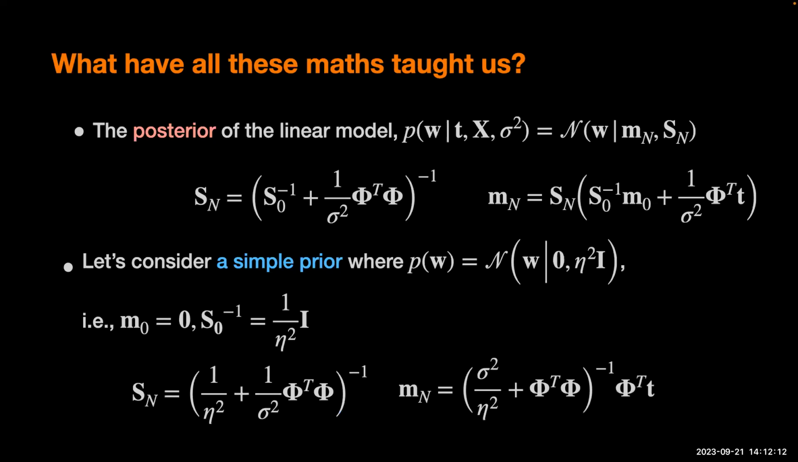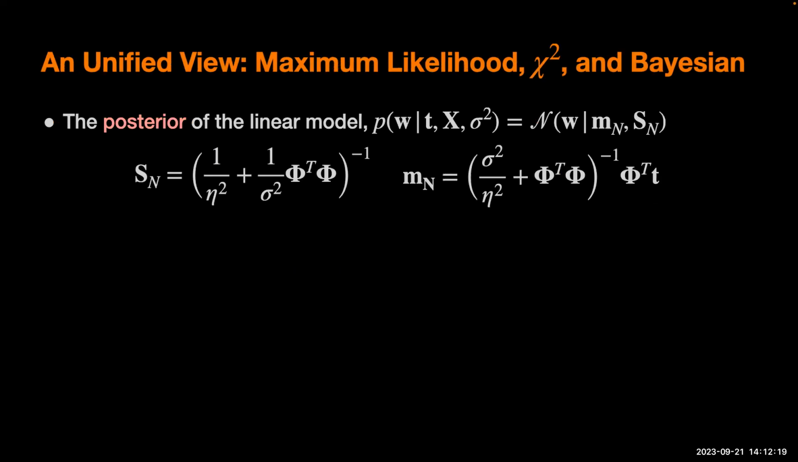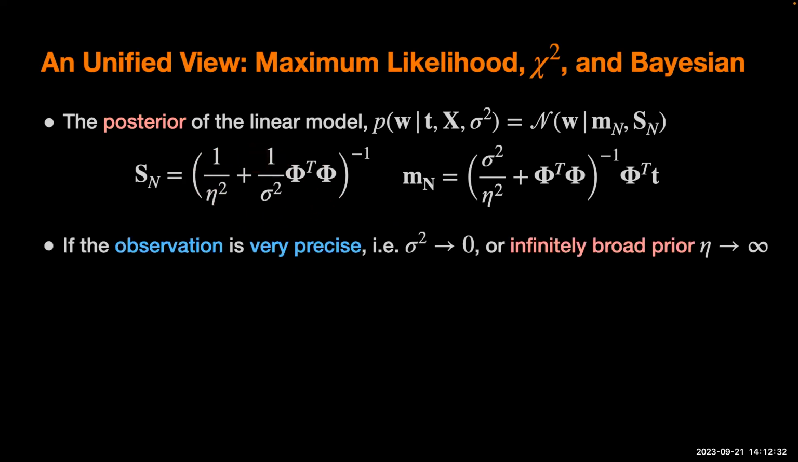If I now plug in this, then you can get to this formula, which is pretty neat. All right, so let me show you what that means. If we make this particular assumption of the prior, then the mean of the posterior and also the covariances of the posterior are known. If my sigma is very small or my eta is very big, then these terms drop. What I get back is phi transpose phi inverse times phi transpose t.